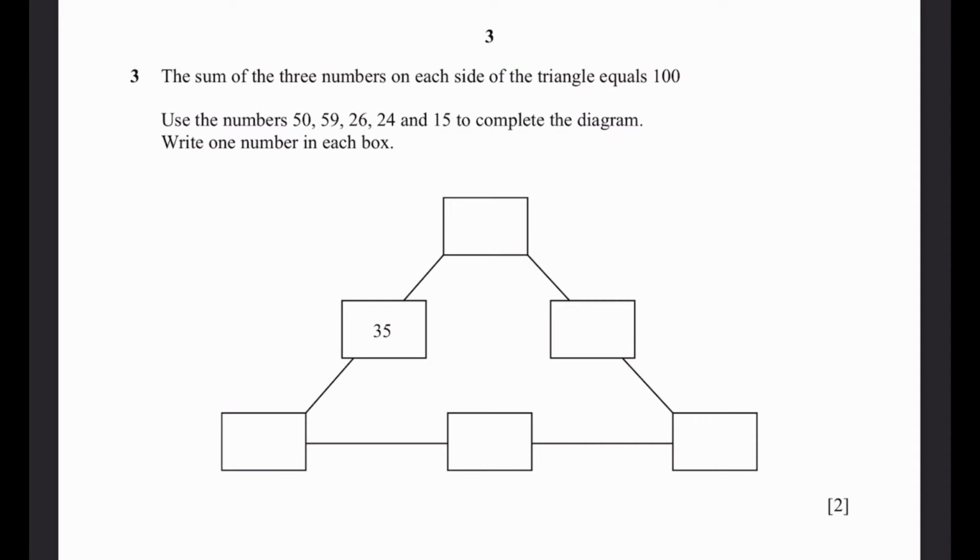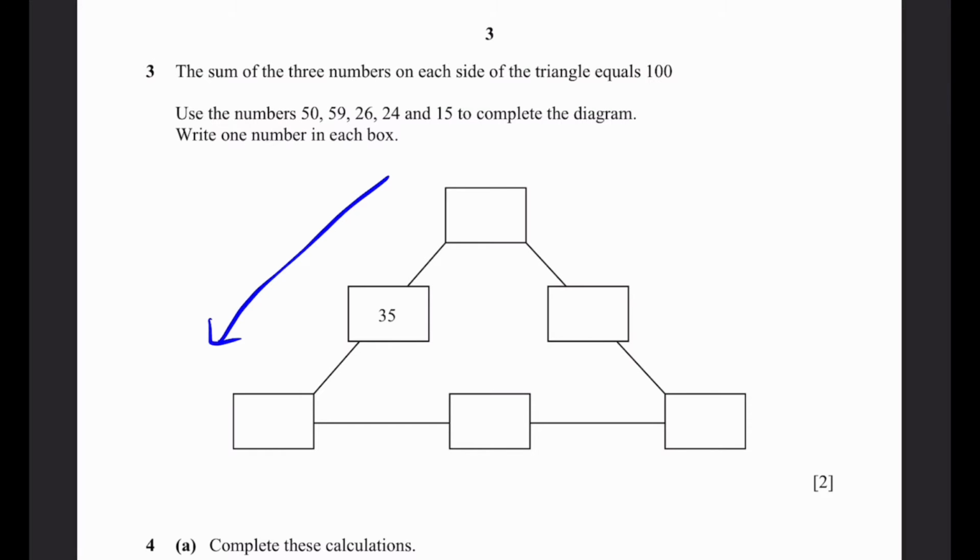Question 3. The sum of 3 numbers on each side of the triangle equals 100. Use the numbers 50, 59, 26, 24, and 15 to complete the diagram. Write one number in each box. So let's solve for this side. Because 35 is already given, the other two numbers in these two boxes will sum to 100 minus 35, which is 65. There are two numbers which fulfill this, 50 and 15.